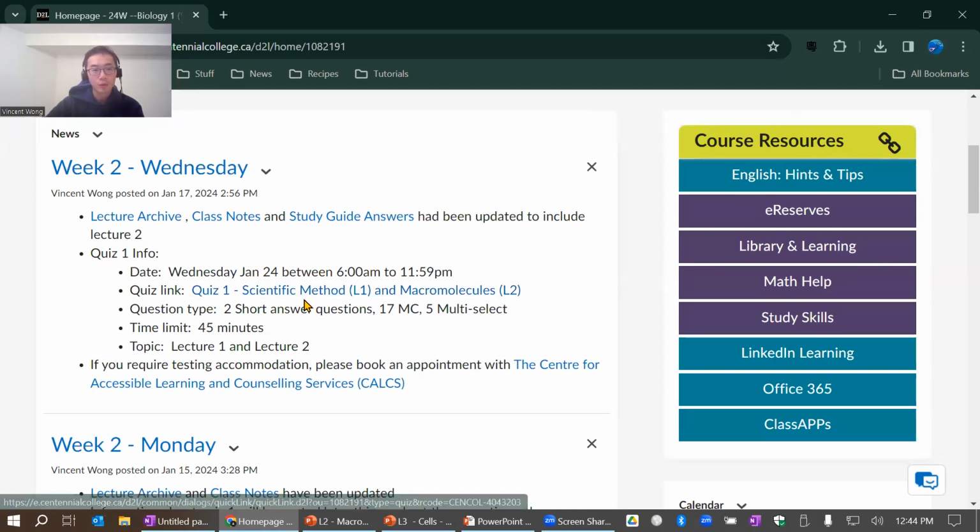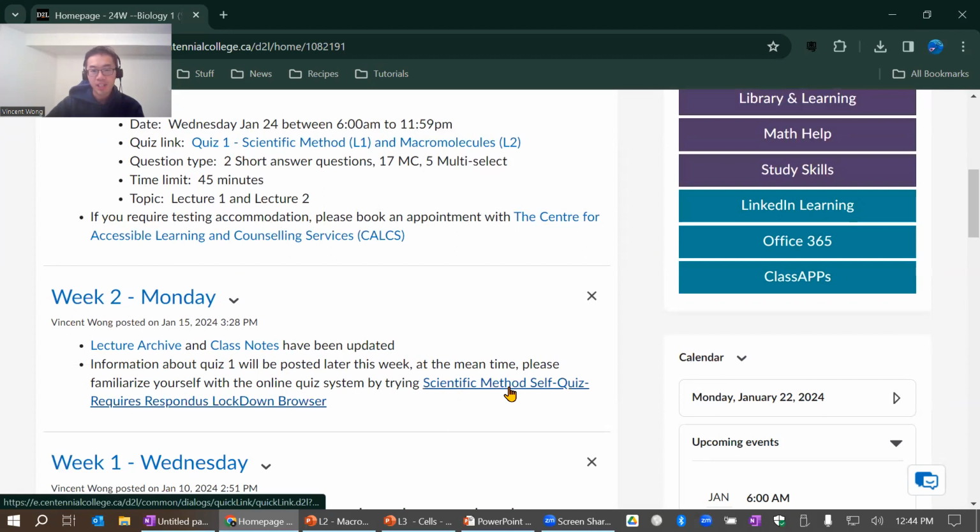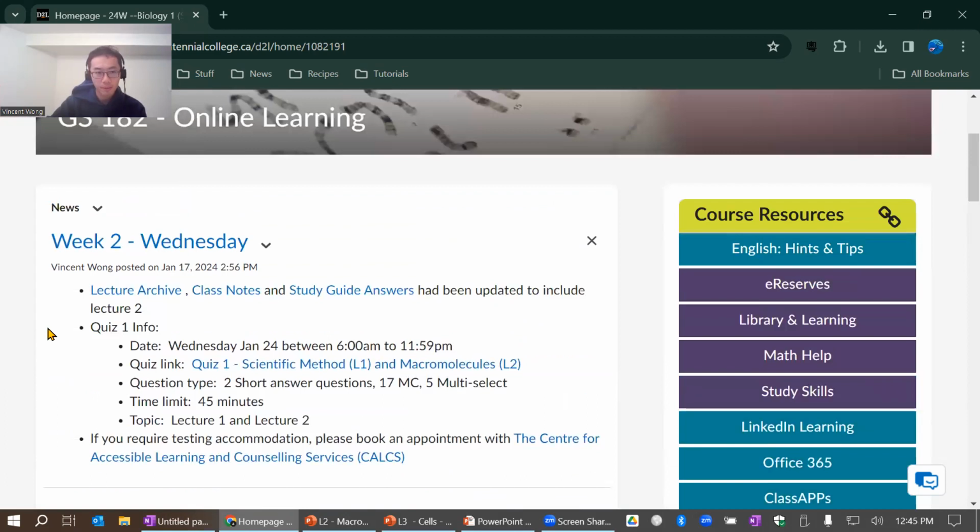Make sure you do the scientific method self-quiz to familiarize yourself with how to do assessment online. This will also help you install the lockdown browser, which once again is going to basically prevent you from accessing anything on your computer while you take the test. That includes going onto the internet. So if you want to use the notes that we have in class, please print it out or copy it down, write it out, and have a summary sheet. That is okay with me.